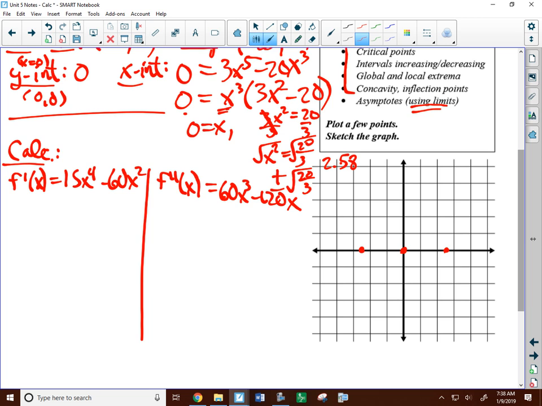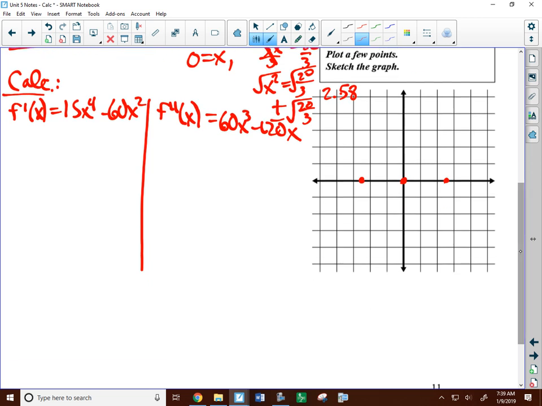Alright, we're ready to get most of everything else up there. We set them equal to 0, solve, number line. Okay, so let's do this one first. I can factor out a 15 x squared. So here I'll be left with an x squared minus 4.